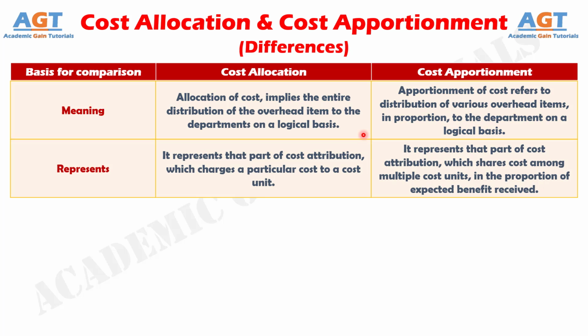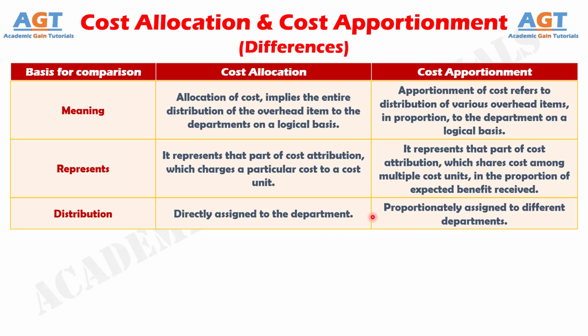Number 2. Allocation of the cost is possible only when the cost is recognized as particularly imputable to a specific cost center. Conversely, apportionment of the cost is needed when the cost cannot be allocated to a particular cost center. Instead, the cost is shared by two or more cost centers, as per the expected benefit received.